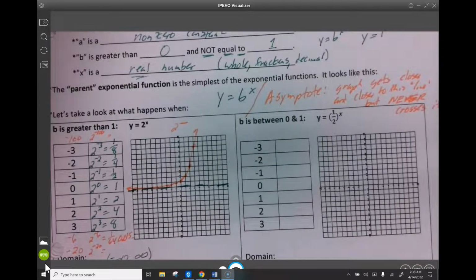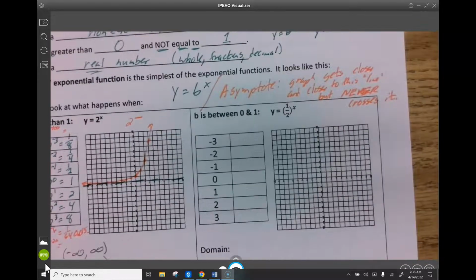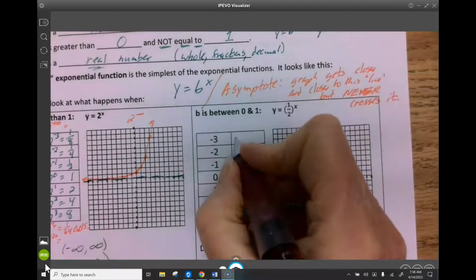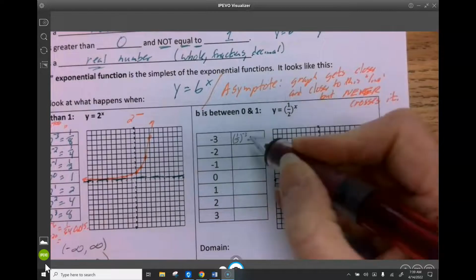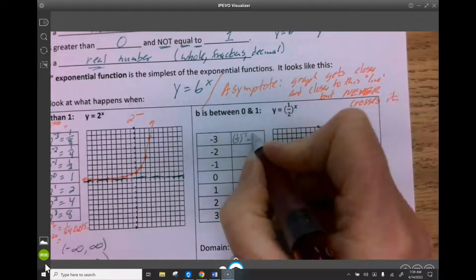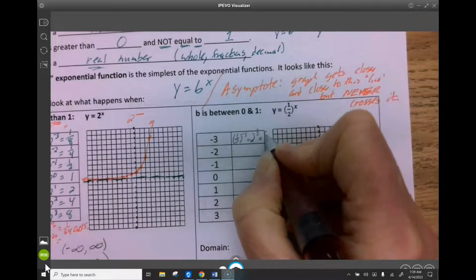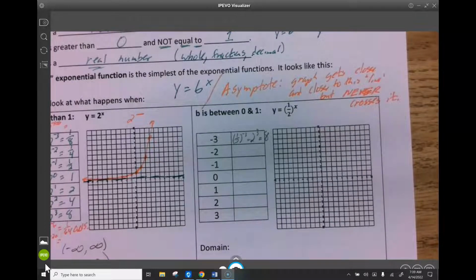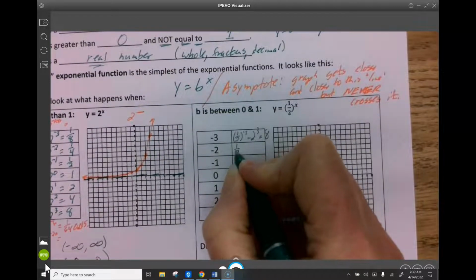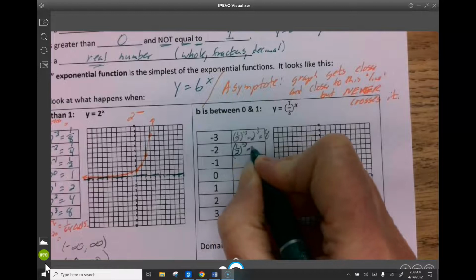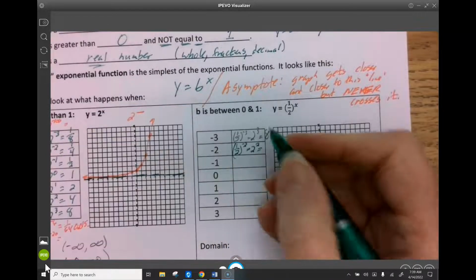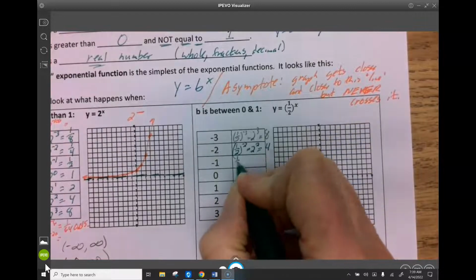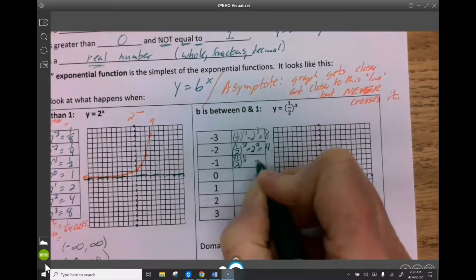Let's look at what happens when we have a fraction. Okay, so now we're going to plug in a fraction. So this is going to be 1/2 to the -3rd. Remember that negative is going to flip it, so that becomes 2 to the 3rd, which is 8. Okay, so now we have 1/2 to the negative 2. That becomes 2 to the second, because that negative exponent flips it. So we get 4. You see the pattern that's happening?